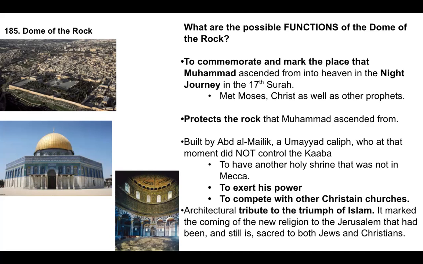It was built by Abd al-Malik, and so he was this Umayyad caliph who was trying to exert his power. And because he could not conquer Mecca, he wanted to make sure he went to another important site. And so he built this holy shrine to exert his power, but also to compete with Christian churches that were developing in the city of Jerusalem as well. So like the Church of the Nativity was being built at the very same time the Dome of the Rock was being built. It's basically a tribute to the triumph of Islam. It kind of marks the coming of this new faith and this new religion in a city that was developing Christianity at the same time, but it also had been a stronghold of the Jews.